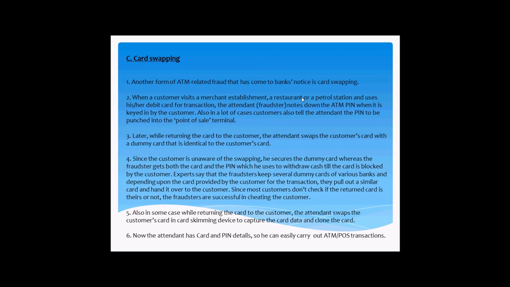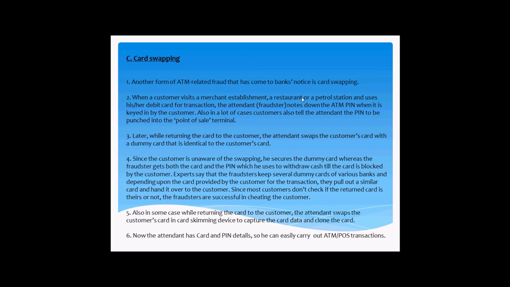So what the attendant is doing in this case, whenever the customer is entering his ATM PIN, somehow the attendant keeps an eye on the PIN entered and notes it down somewhere. So the attendant has the PIN number. What is happening with the card? Whenever the customer gives the card to the attendant, who is basically the fraudster, he swipes that card, and in return he gives a dummy card.